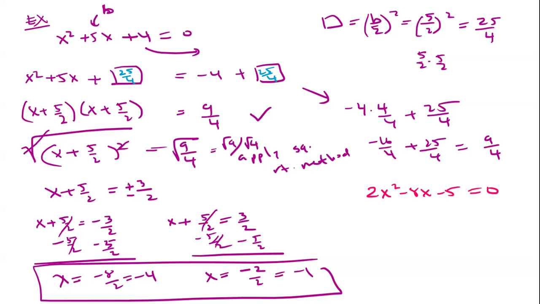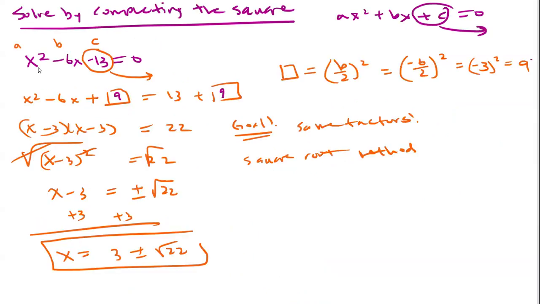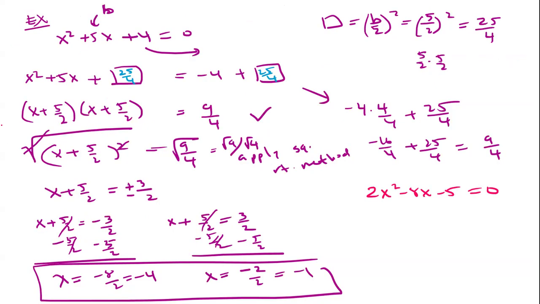Okay, so we have this next example of 2x squared minus 8x minus 5 equals 0. Notice the one that we just did, right? We had 1x squared plus 5x plus 4, and the previous one was 1x squared minus 6x minus 13 equals 0. In order to complete the square, the leading term has to be 1. That's 1. That's 1. If the leading term is not 1, then we can't do it.